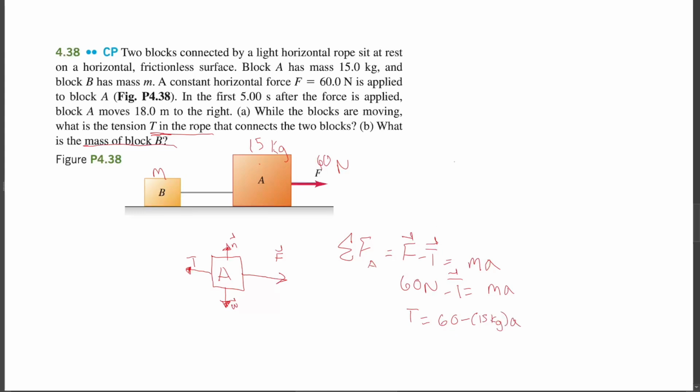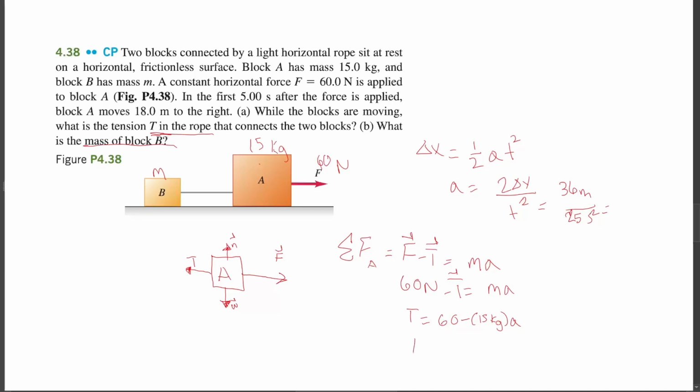So now let's solve for the acceleration. We know that the displacement x is going to equal, and there's no initial velocity, so it's just going to be 1/2 a t squared. So a is going to equal 2x all over t squared. The displacement was 18 meters, so 2x is 36 meters, and the time was 5 seconds, so t squared is 25 seconds squared. We're just going to leave this like that for now.